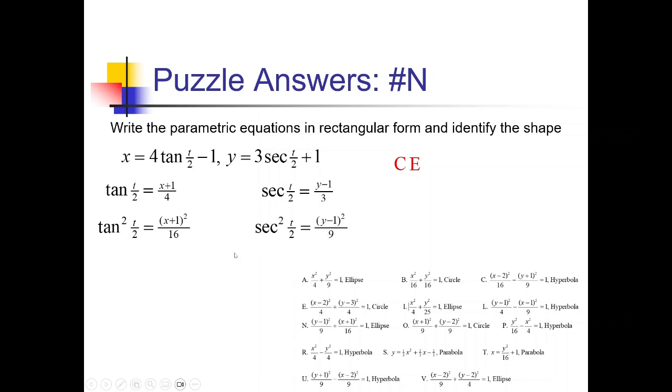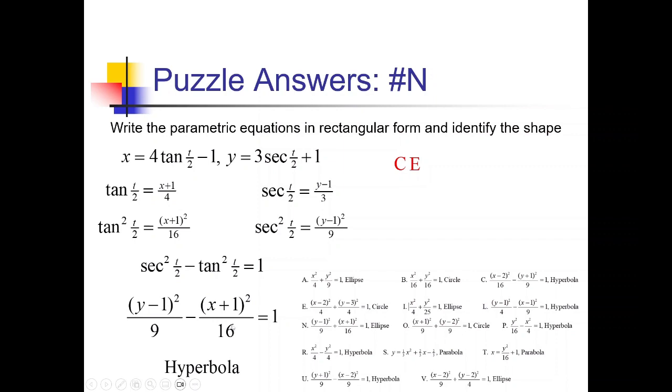And just like the last problem, I'm going to use secant squared minus tan squared equals 1, one of my alterations of a Pythagorean identity. So that's (y minus 1) squared over 9 minus (x plus 1) squared over 16 if I substitute those in there. Same deal as before, two squared variables, subtraction. This is a hyperbola. Looking at N, it looks like I've got almost the same equation. We have a plus in the answer instead of a minus, and they said it was an ellipse, not a hyperbola. That's different, so that means I'm going to keep the N.